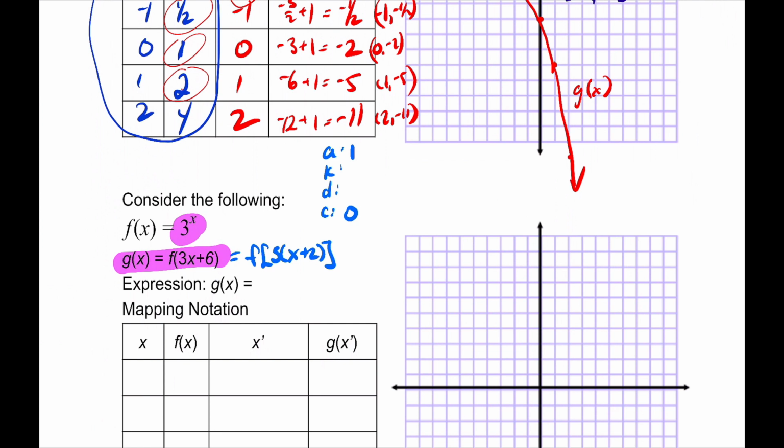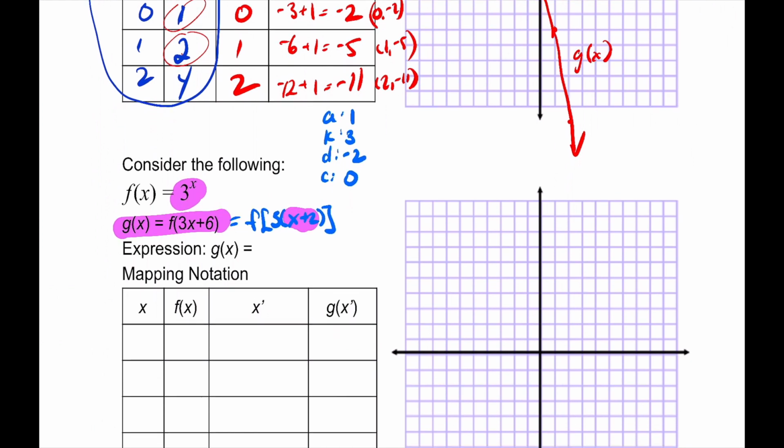So my k value here is 3, and my d value, again, we're looking at inside that, and what value of x makes that 0? We're going to ask ourselves that a lot. What value of x makes that 0? Well, in this case, that's going to be negative 2, so that's where we get the left shift value.